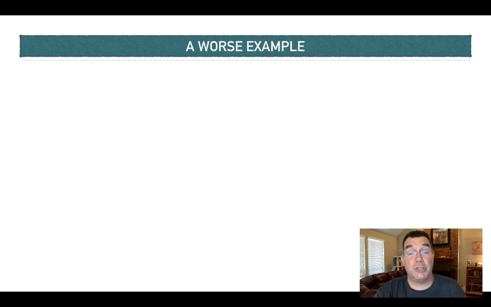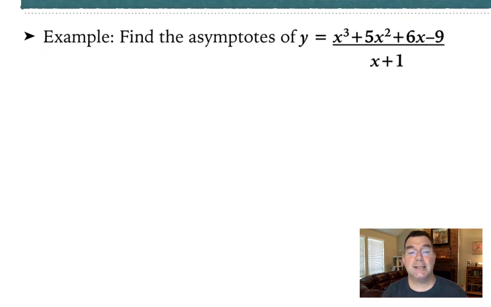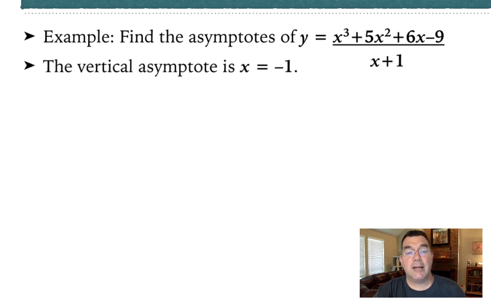All right, here's a worse example. Remember I said slant asymptote or worse. Here's an example of how it could be worse. So let's say I want to find the asymptotes of y equals x cubed plus 5x squared plus 6x minus 9 all over x plus 1. Okay, again, the vertical asymptote you can find by setting the denominator equal to 0 and solving for x. In this case, the vertical asymptote is x equals negative 1.